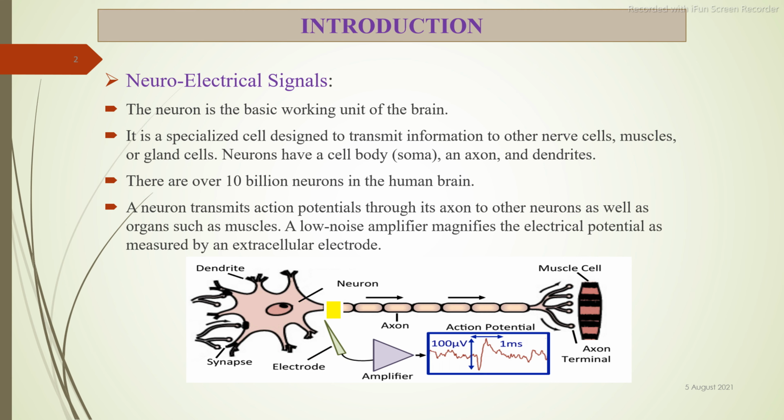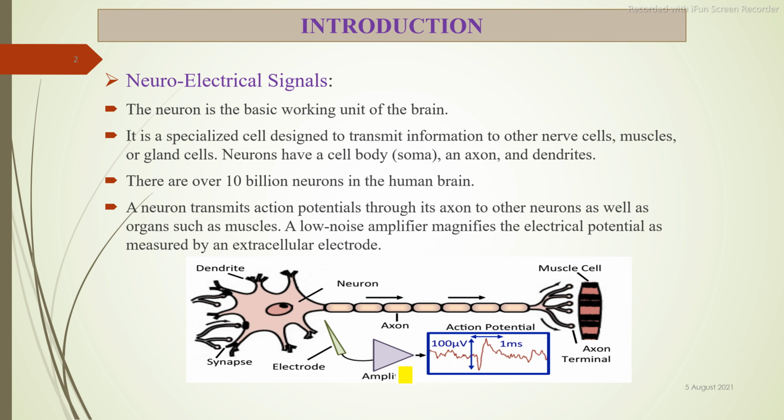The other part I have mentioned here is that an amplifier has been given, and electrodes have been given. So why do we need an amplifier? We need it to be a low noise amplifier. Why? Because neuron signals are signals of low amplitude and low frequency band. So in order to amplify these small frequency and small amplitude signals, we need an amplifier.